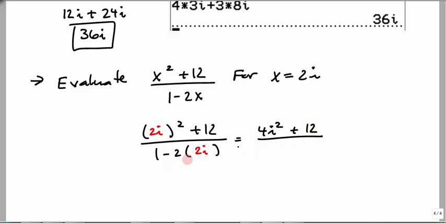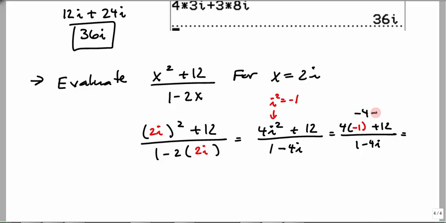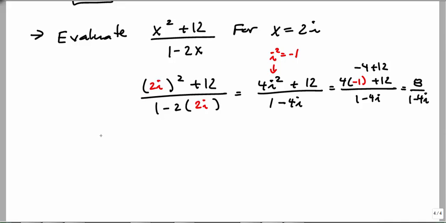And in the denominator, I have 2 times 2 is 4i, it's a minus sign, so I have 1 minus 4i. Shoot! We're going to end up having to multiply by the conjugate here, but before we worry about that, this i squared is equal to -1. So I have 4 times -1 plus 12 all over 1 minus 4i. So -4 plus 12 is 8 over 1 minus 4i. And of course we can't leave our answer like this because I don't want an i in the denominator.